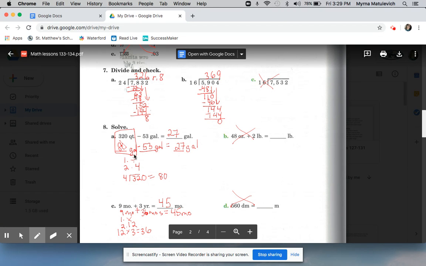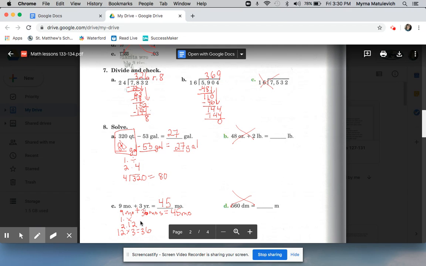Okay, so first you need to get everything to gallons. So you need to change these quarts to gallons. And it's fly to horse, divide, of course. Your special number is 4. 320 divided by 4 is 80. So it's 80 gallons minus 53 gallons equals 27 gallons.